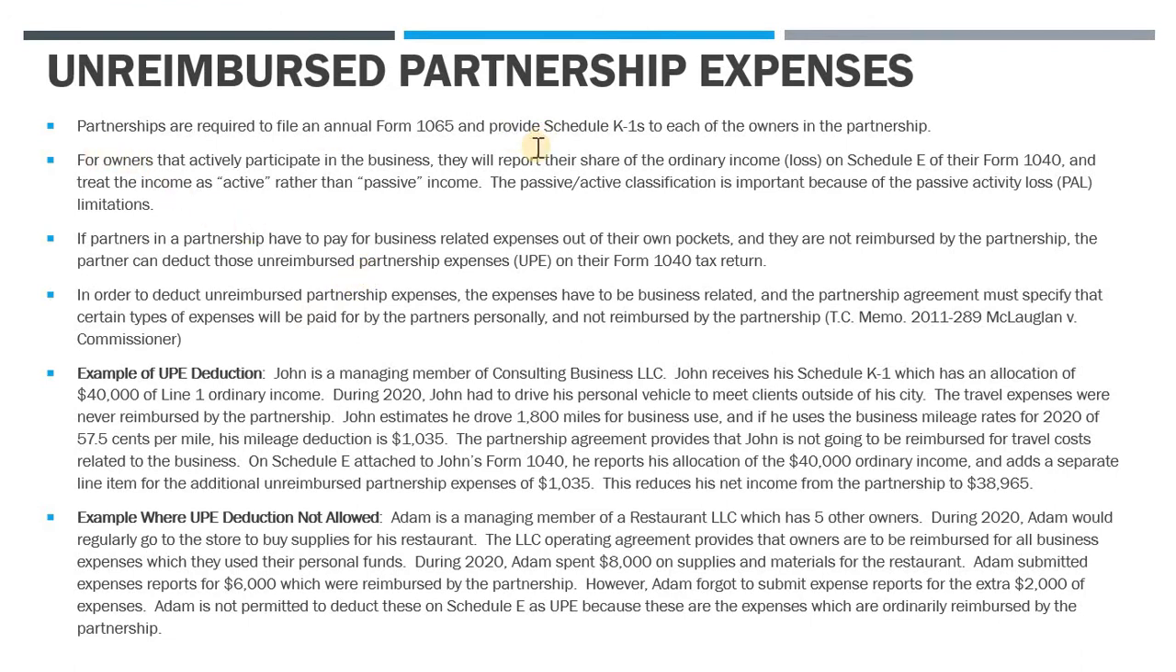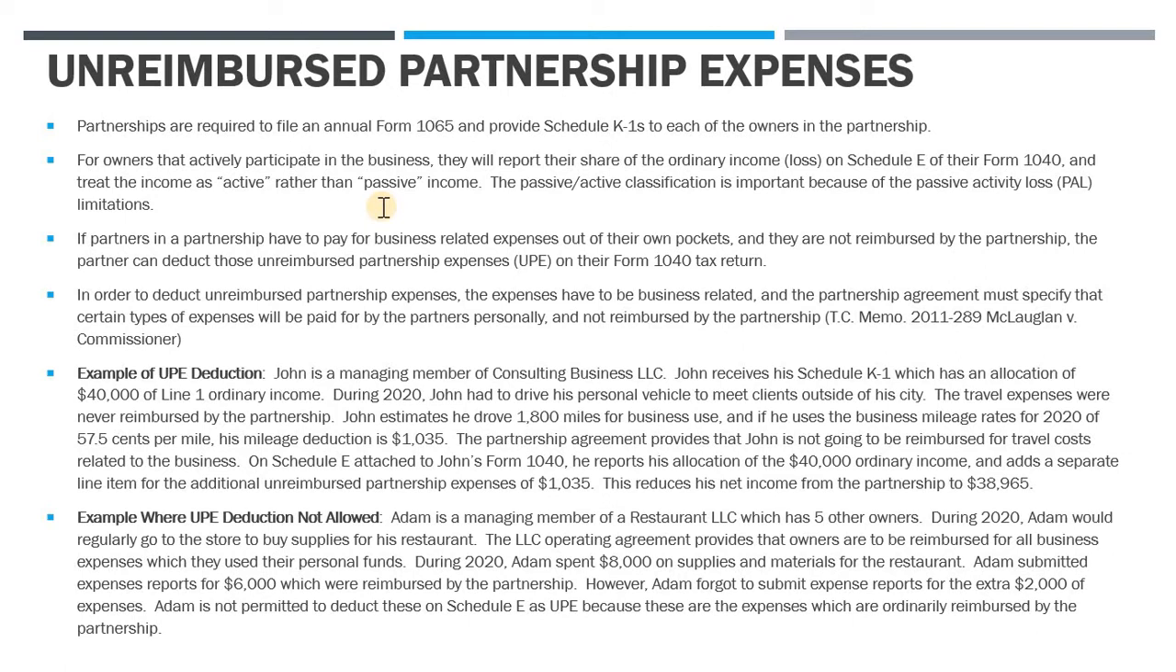So generally, partnerships are required to file a 1065, right? And then a K1 goes to each owner of the entity. Now, for the owners that are actively participating in the business, because of their material participation, they report line 1, their ordinary income or loss on Schedule E, and then the income is active to them, or non-passive, rather than passive income. And that's an important distinction because if the entity is generating a net loss and the owner does not materially participate in the company, then the passive activity loss rules would apply.